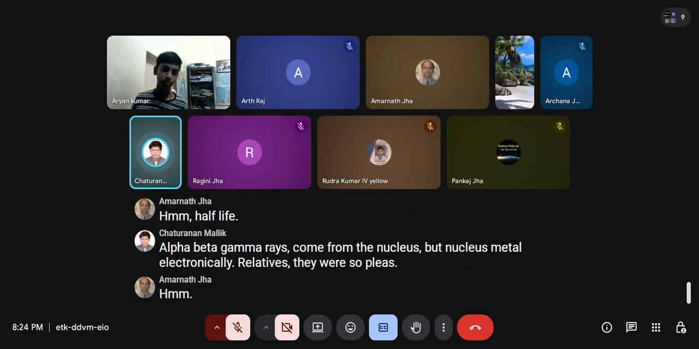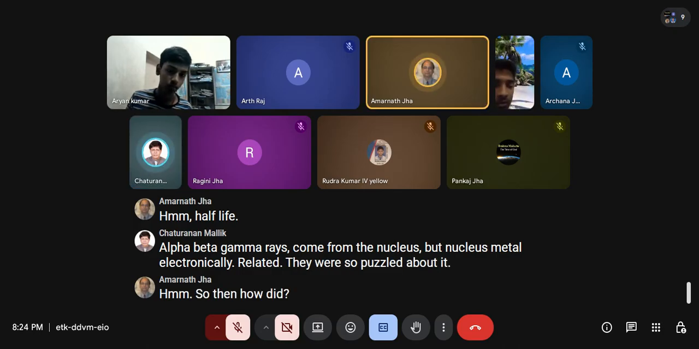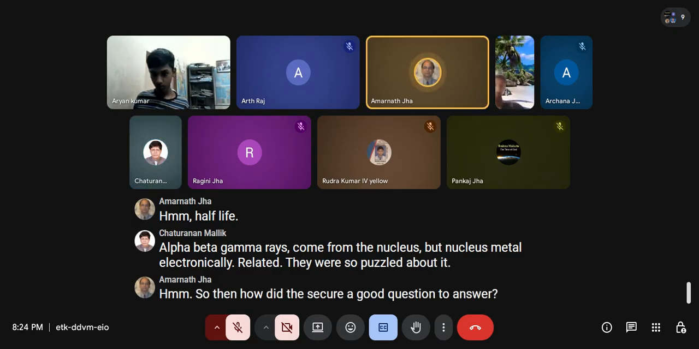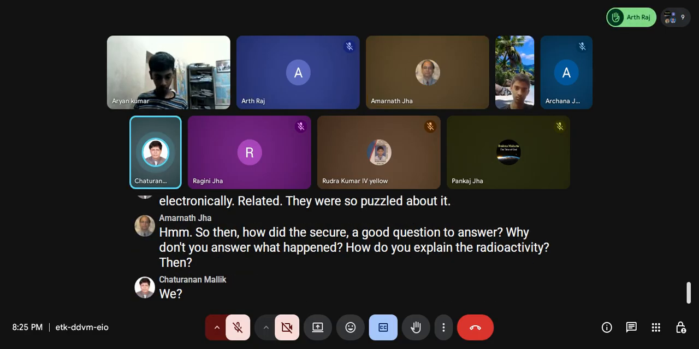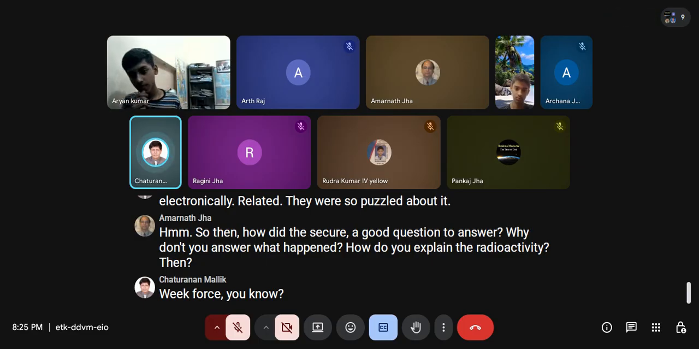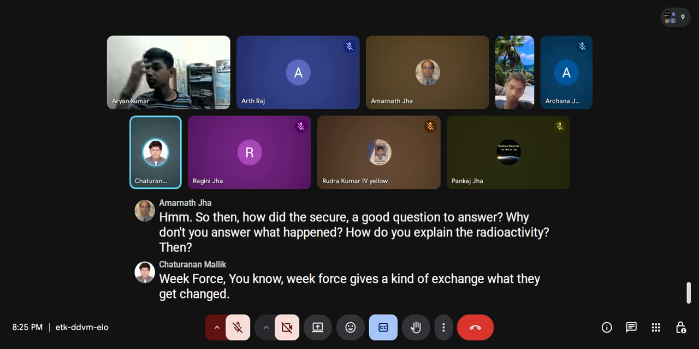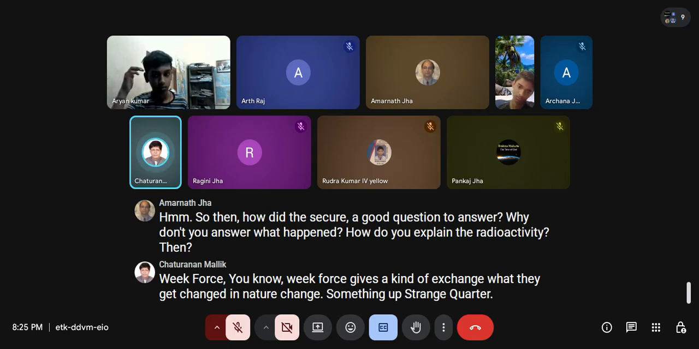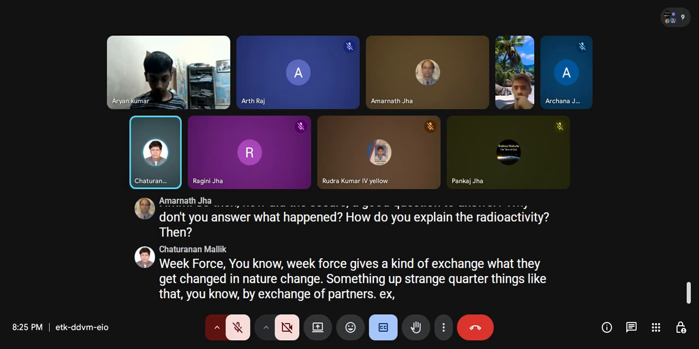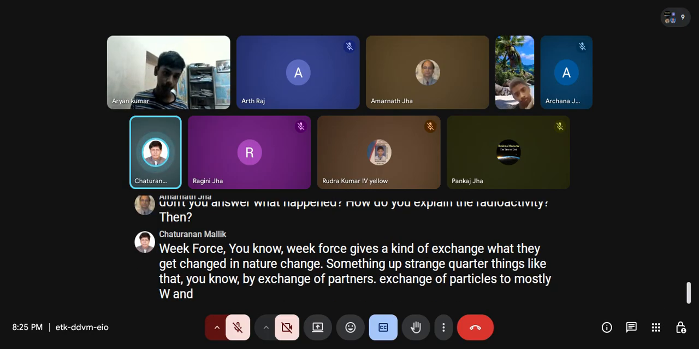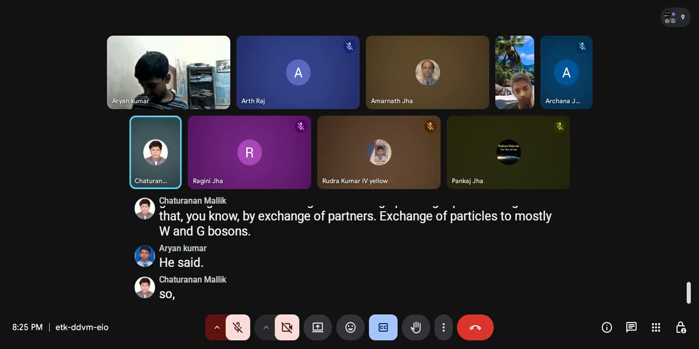They were so puzzled about it. So then, how did they explain it? I think this is a good question to answer. Why don't you answer? How do you explain the radioactivity then? Weak force. Weak force gives a kind of exchange. Quarks change their nature. An up quark becomes a down quark, or a strange quark, or a charm quark, things like that, by exchange of particles. Exchange of particles is mostly W and Z bosons. Yes, sir. So they just change.